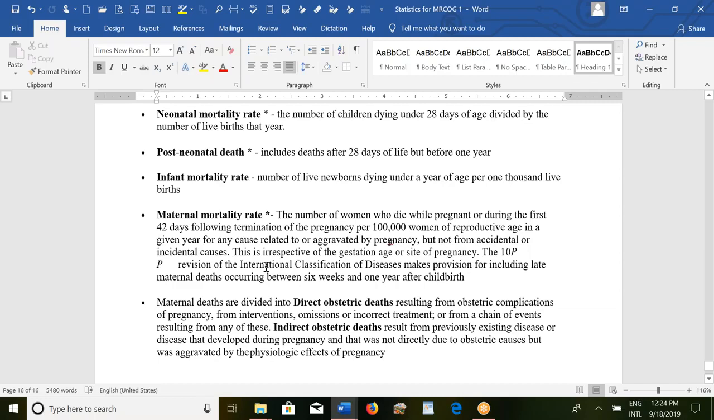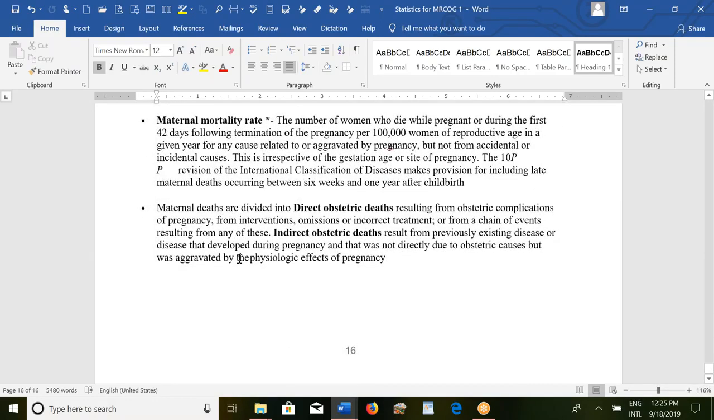So in the 10th revision of the International Classification of Disease, we use these ICD codes. It makes provision for including late maternal deaths occurring between 6 weeks and 1 year after childbirth. Whenever you are entering the data in the computers, you have to use the ICD codes, so that those who are making these studies or making the hospital census will not make a mistake.